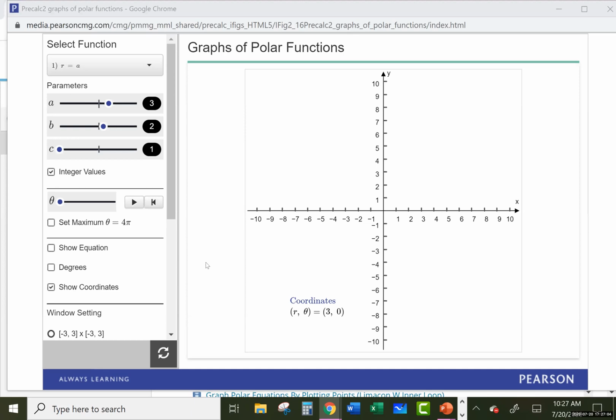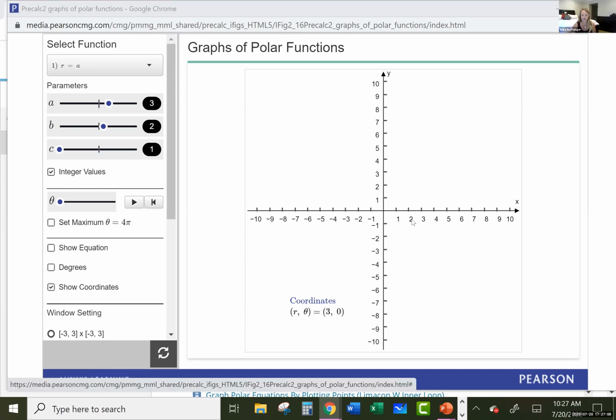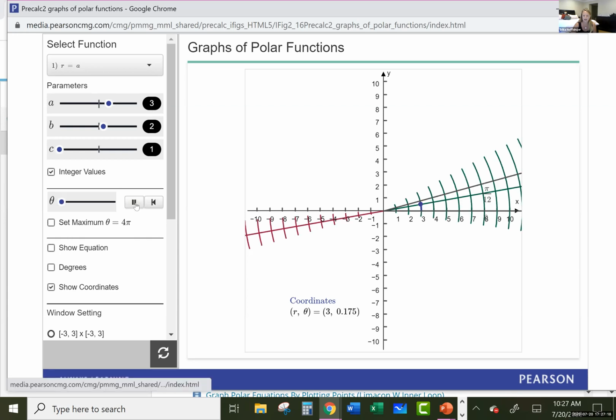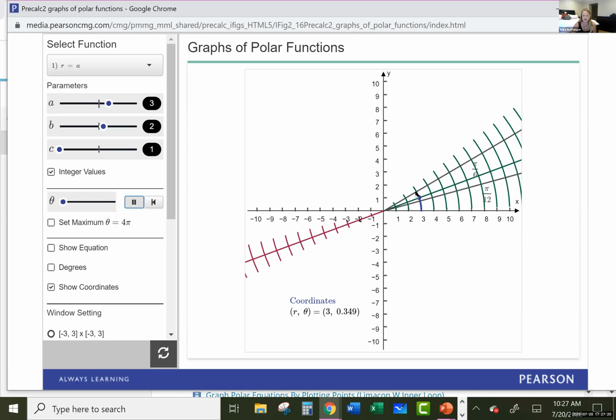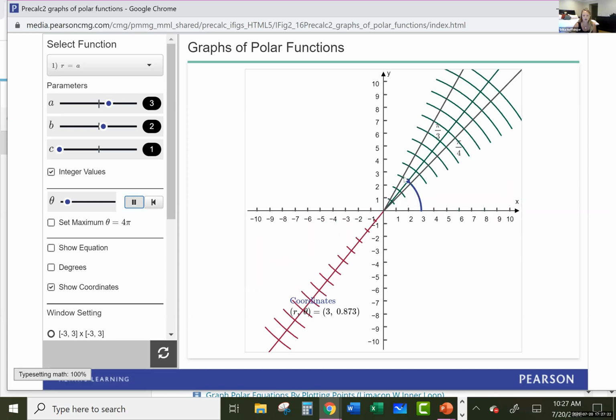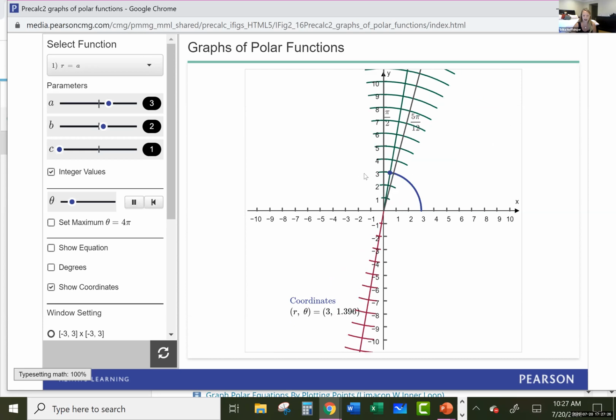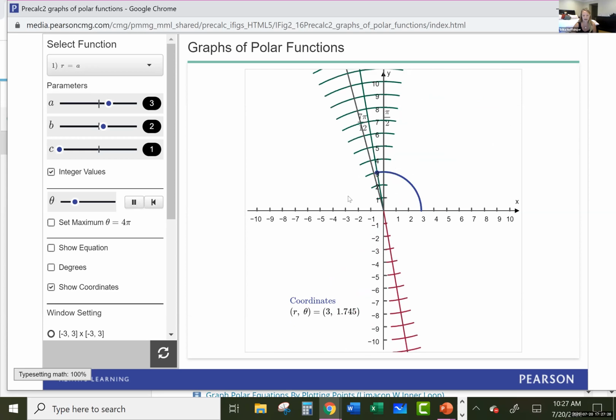So it depends on what a is. It depends on how far you would go out. So let's play this, and a right now is 3. So I'm looping around here, and at every value, the angle is not defined, so you're going to get a circle.